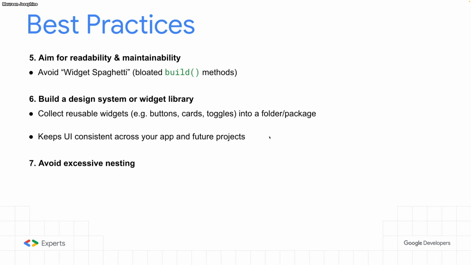Another thing to avoid is excessive nesting. Use layout widgets, e.g., padding, size box, or column sparingly so that you don't have a nested column inside another nested row or a nested padding and a nested size box as you go along. So find alternatives to what works best for you. There could be ways of using these sparingly.